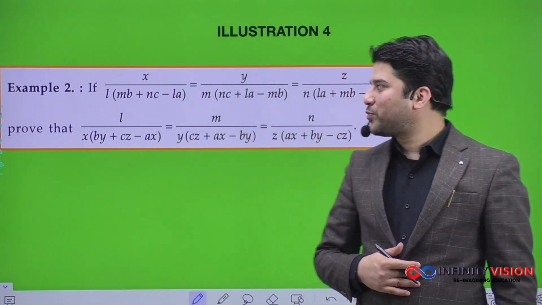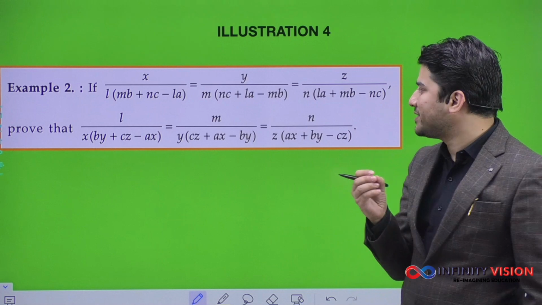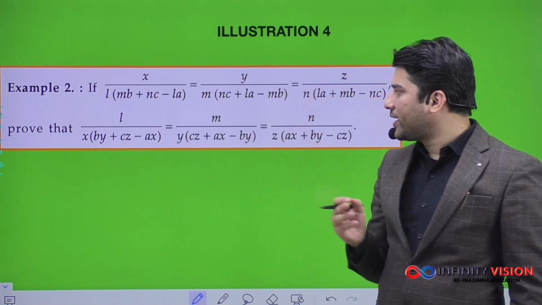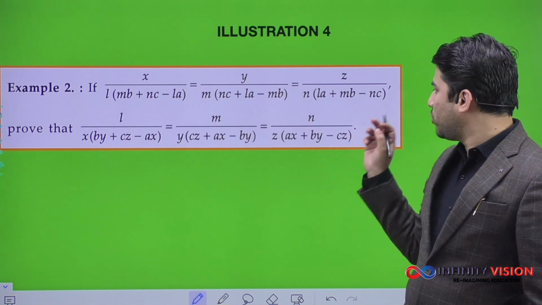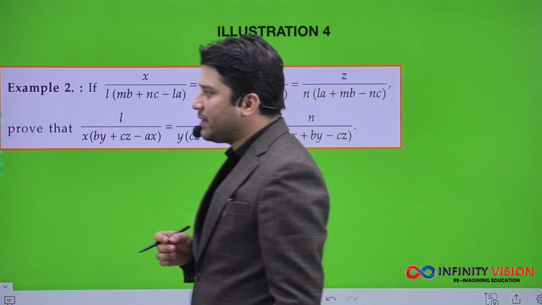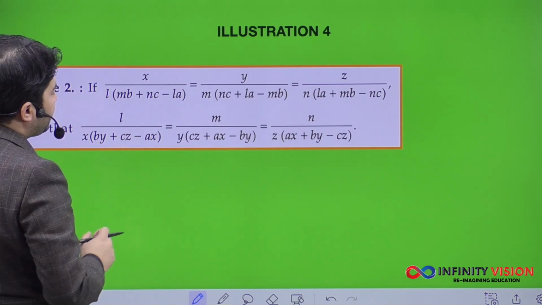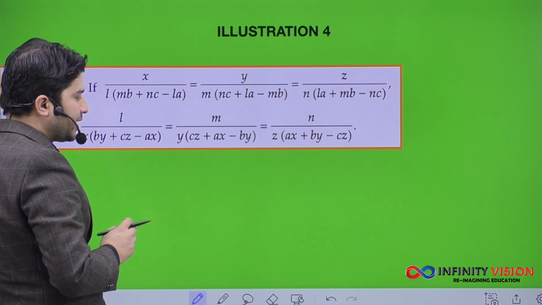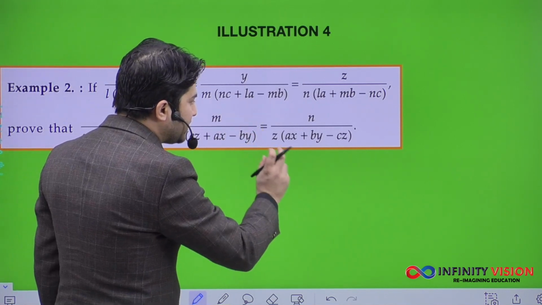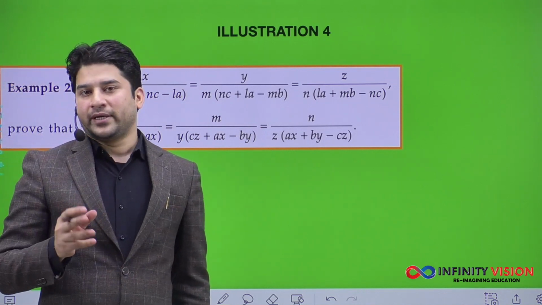Now let's look at this problem. You have x upon L into (MB plus NC minus LA) equals y upon M into (NC plus LA minus MB) equals z upon N into (LA plus MB minus NC). And you have to prove that 1 upon x into (by plus cz minus ax) equals m upon y into (cz plus ax minus by) equals n upon z into (ax plus by minus cz). Now this problem looks a little complicated.